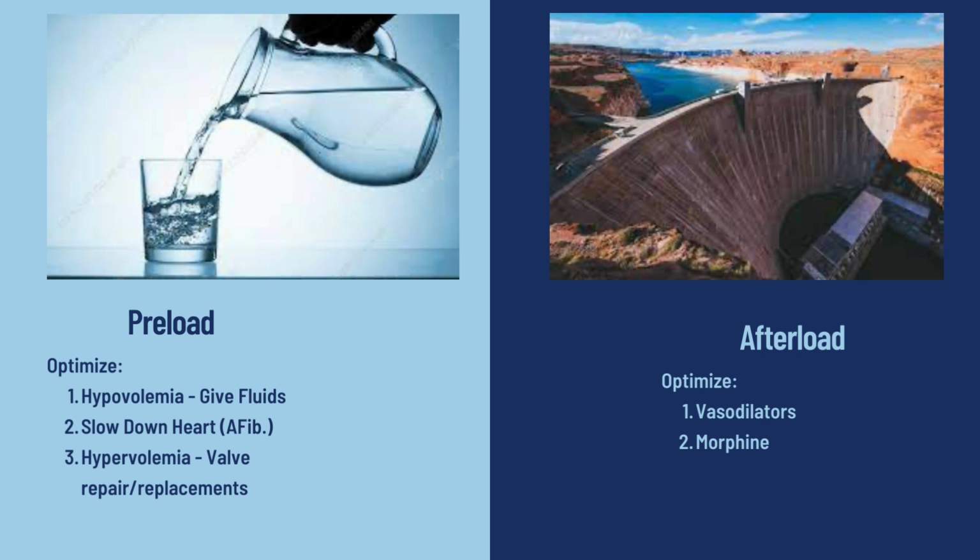Another way to optimize preload would be to control AFib. So, say someone's in an abnormal heart rate and rhythm. If the rhythm is causing the heart to quiver and not pump effectively and not eject blood effectively, if we slow down the heart, that will maintain and control an adequate preload, which will assist the heart and prevent excess stress onto the heart.